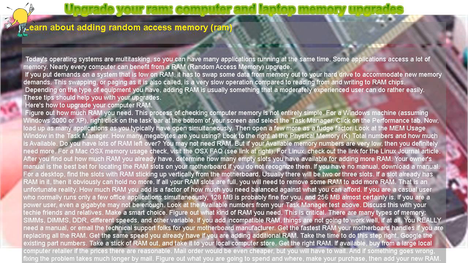Google the existing part numbers. Take a stick of RAM out, and take it to your local computer store. Get the right RAM. If available, buy from a large local computer retailer if the prices there are reasonable. Mail order would be even cheaper, but you will have to wait. And if something goes wrong, fixing the problem takes much longer by mail.